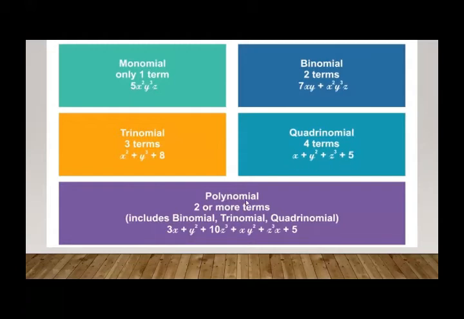The last one is polynomial. Poly means many, so it means the polynomial having two or more terms. So here we can include binomial, trinomial or quadrinomial. The example is 3z, 3x plus y square plus 10z cube plus yx square plus z cube x plus 5. So now count. There are how many? There are more than four terms. So we say they are polynomial.